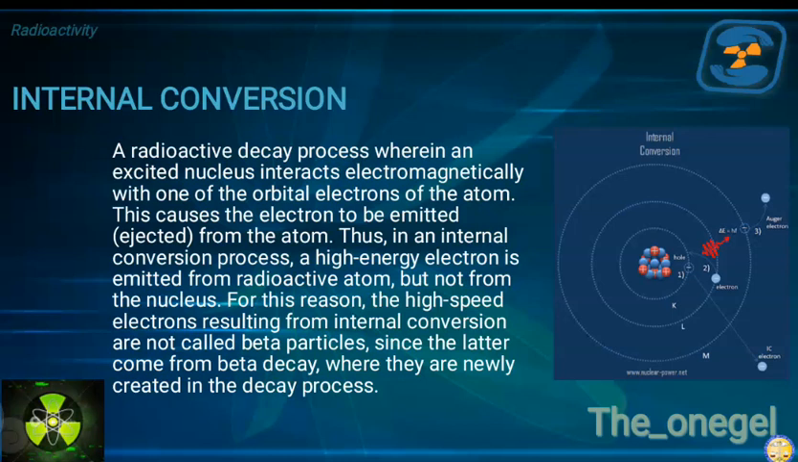Thus, in an internal conversion process, a high-energy electron is emitted from the radioactive atom. But take note that electron does not come from the nucleus. And for this reason, the high-speed electrons resulting from internal conversion are not called beta particles, since the latter can come from the beta decay, where they are newly created in the decay process.